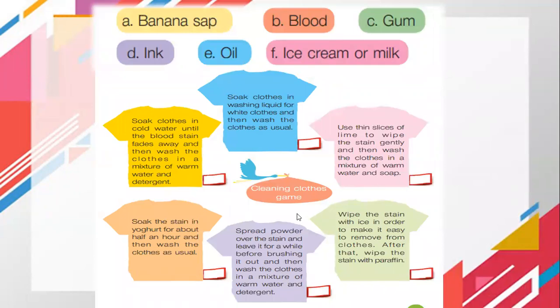What do you think, which one matches? For example, banana sap, what can we use? Soak clothes in cold water until the blood stain fades away. Just a moment, students, let me read for you first. So we have the options given, the ways we can clean. Number 1 is soak clothes in cold water until the blood stain fades away, and then wash the clothes in the mixture of warm water and detergent. What do you think? With this way, what kind of stain can we remove?